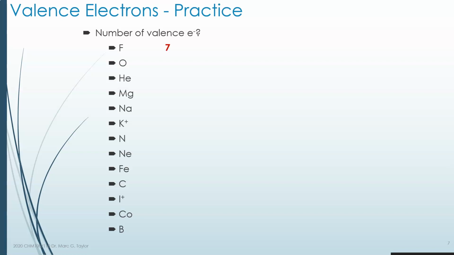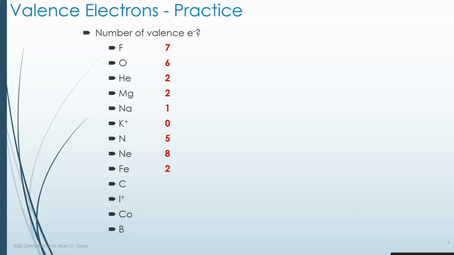Fluorine is 7, oxygen is 6, and everything underneath oxygen is also 6. Helium is the oddball, it's 2. Magnesium is 2. Sodium is 1. Potassium would be 1, but it lost an electron, so it goes down to 0. Nitrogen is 5. Neon is 8 because it's all the way over to the right.